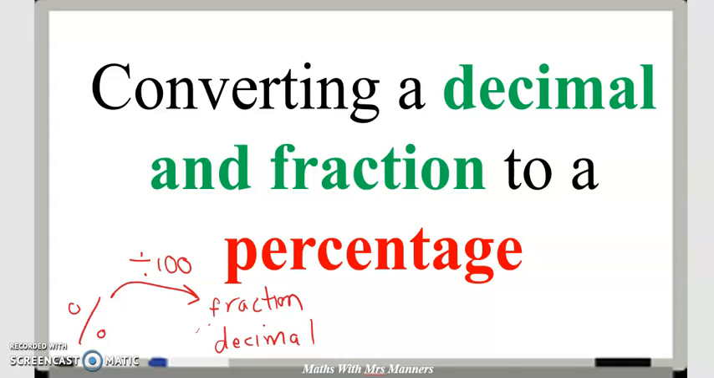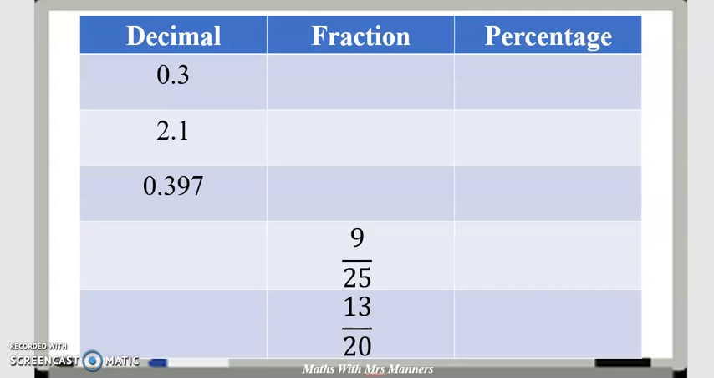So if we're going the other way to a percentage, we just reverse that operation and we multiply it by 100. So that's what we're going to be doing in today's video. If we are converting fractions and decimals to percentages, we are going to multiply. So let's have a look at some examples.